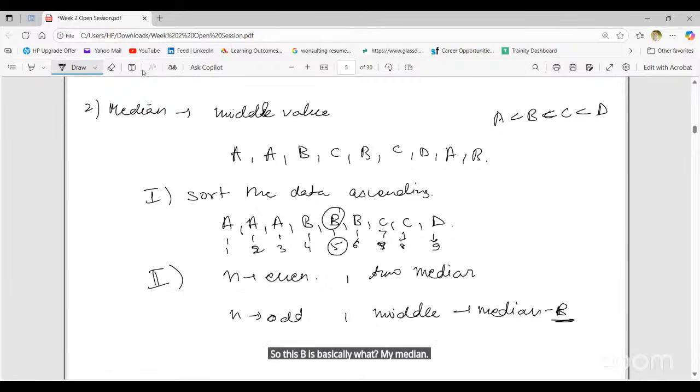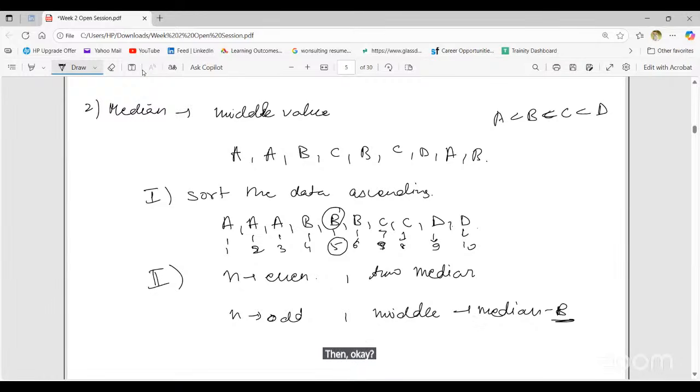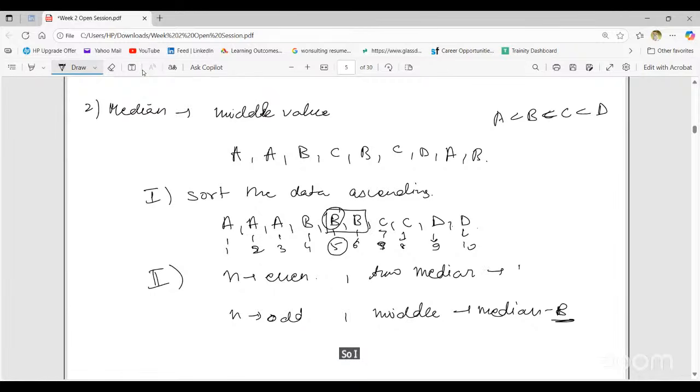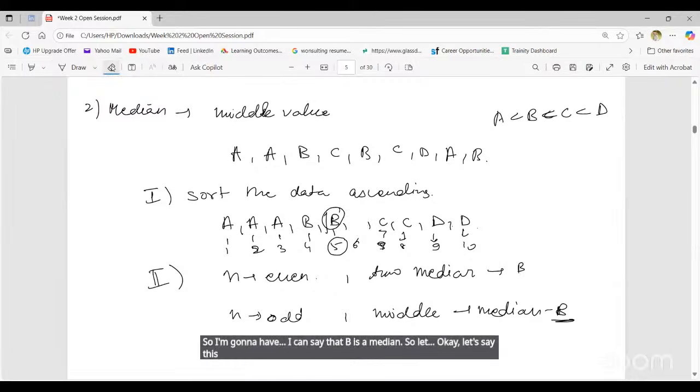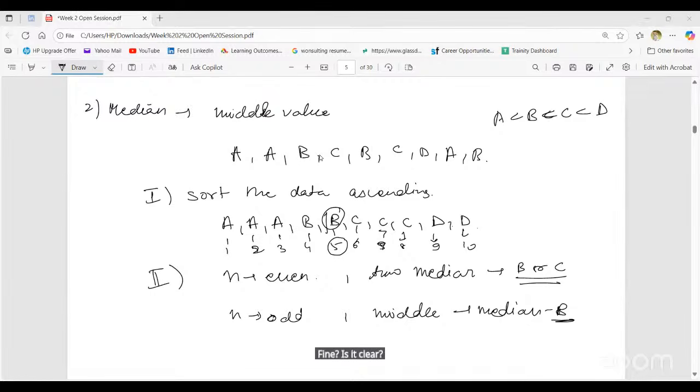Now let's suppose I'm having another data as D. How many numbers are there? 10. So what will be my median here? It will be 2 medians, right? It will be this 5th and 6th. So I can say that B is a median, and let's say this thing is C. Then I can say that either B or C are my median. Is it clear? Yes, ma'am.